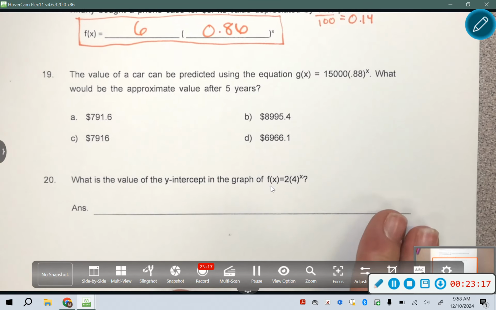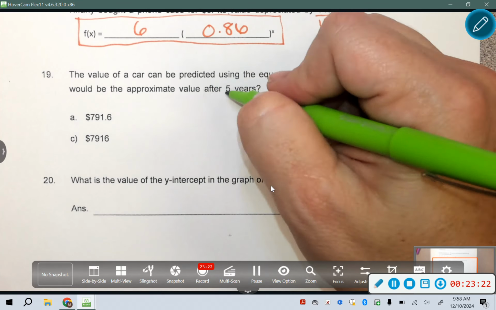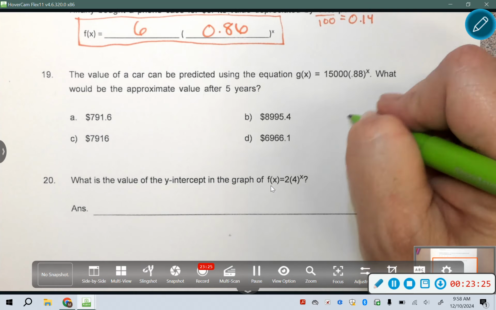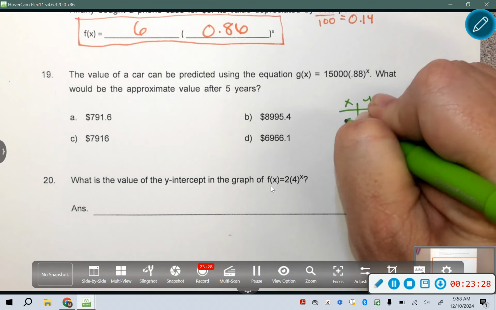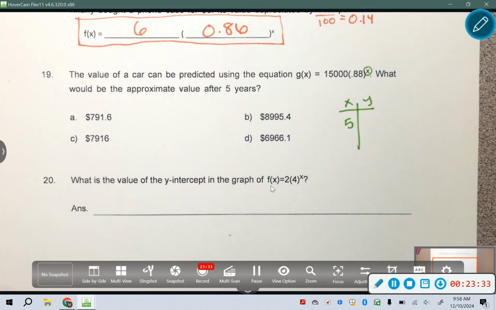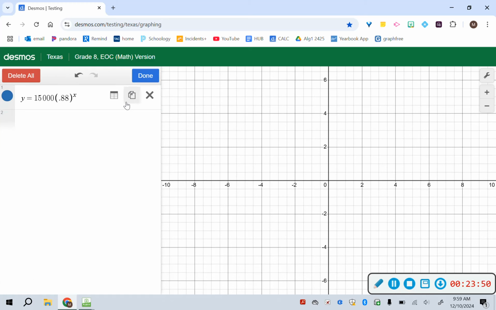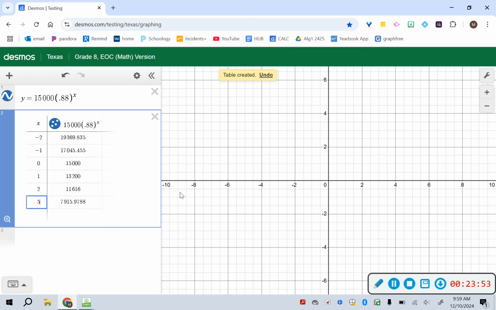Okay, look at 19. It says the value of a car can be predicted by this equation. What would be the approximate value after 5 years? So I know that I want to know when X is 5. 5 is my years, or X is my year. So there's 2 ways to do this. You could type your equation in just the way you see it. Y equals 15000 parentheses 0.88 to the x power. And I could pull up my table and I look for where years is 5.